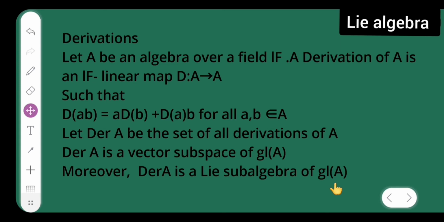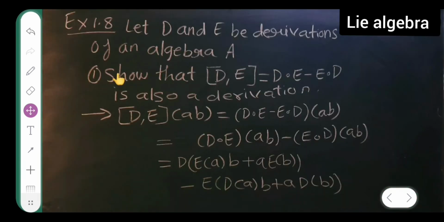Now let me start with exercise 1.8. Let D and E be derivations of an algebra A. I have to show that [D, E] equal to D composite E minus E composite D is also a derivation. So what I have to do is take these two things, plug it in here and apply them on AB on both sides.